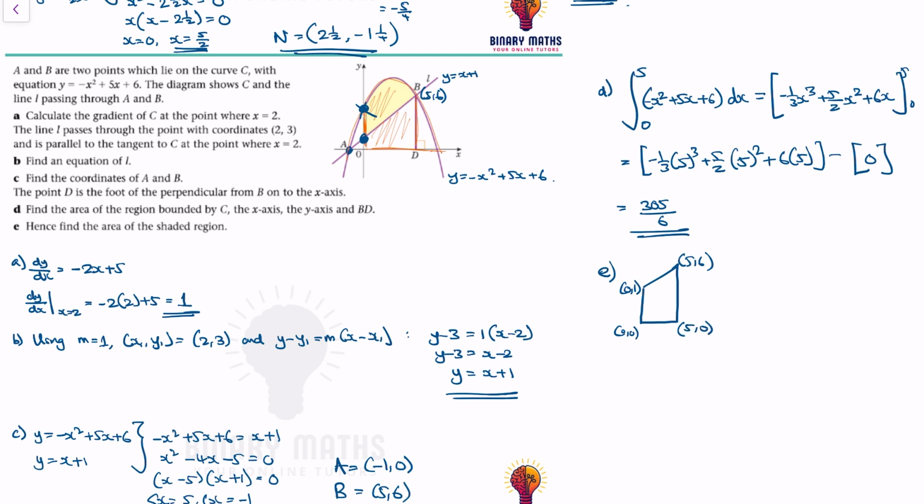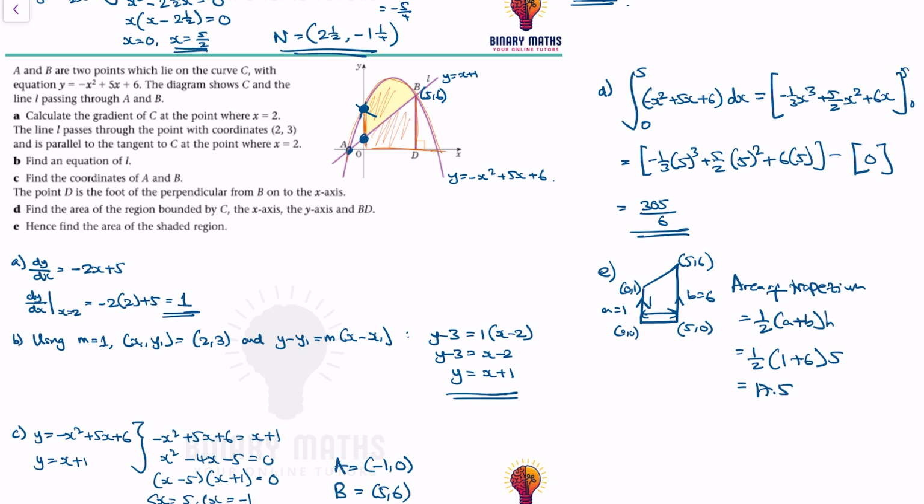Okay, so the area of the trapezium, the two parallel sides are this. So area of trapezium is equal to half times (a plus b) times h, where a is equal to 1, b is equal to 6, h is equal to 5. So that means half of (1 plus 6) times 5, which is equal to 7 times 5 divided by 2, which is 17.5.